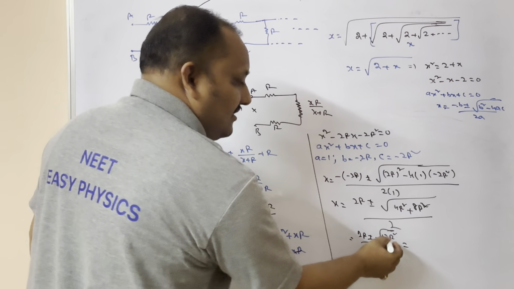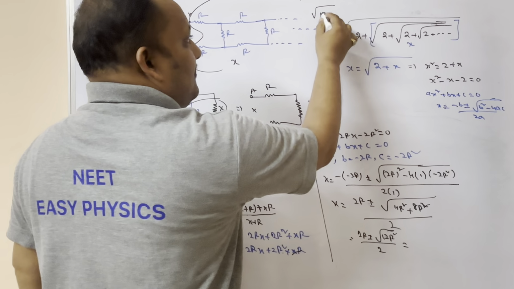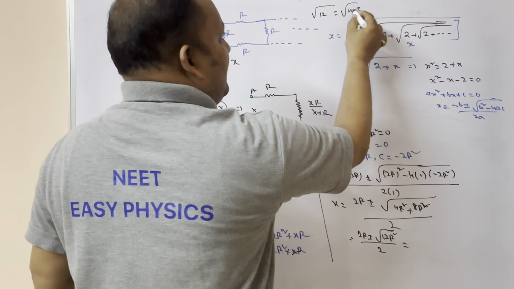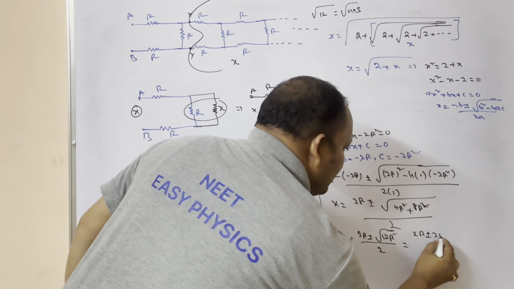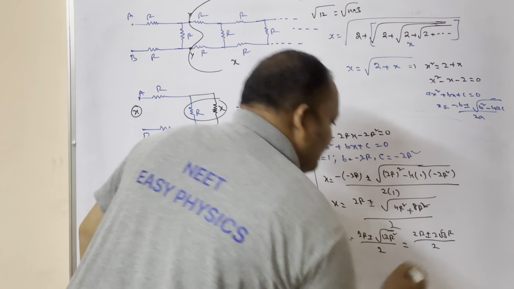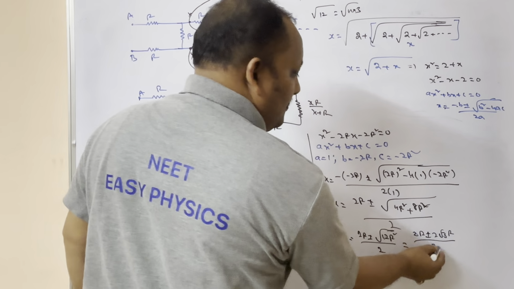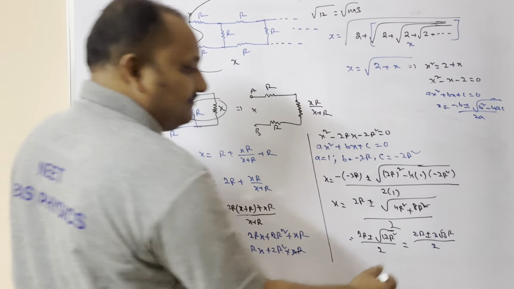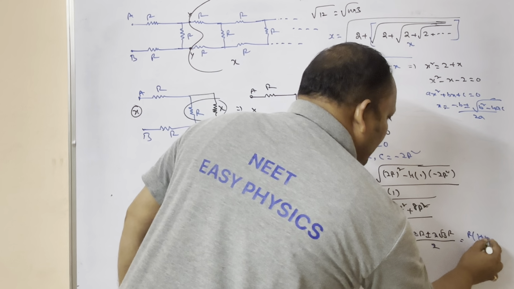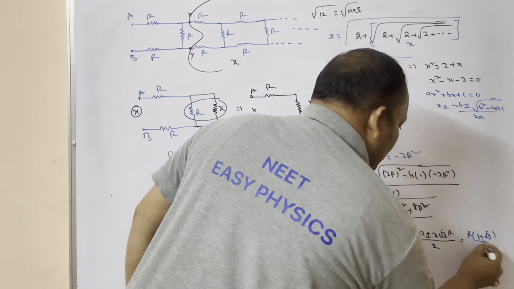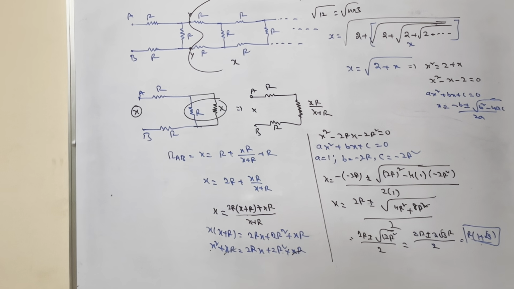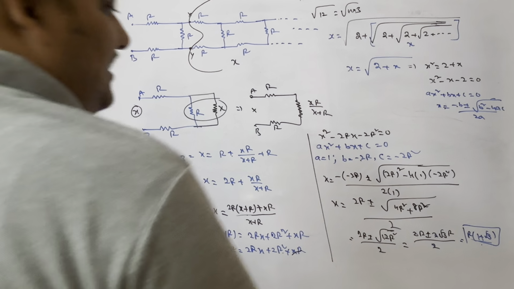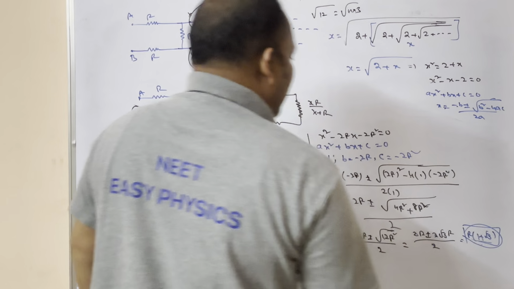Root 12 can be written as root of 4 into 3. 4 comes outside as 2, so 2 root 3. Therefore, 2r plus or minus 2 root 3 r, by 2. If you cancel 2, what will be the final answer? R into 1 plus root 3 ohms. So 1 plus root 3 capital R ohms. This is the effective resistance of the ladder circuit.